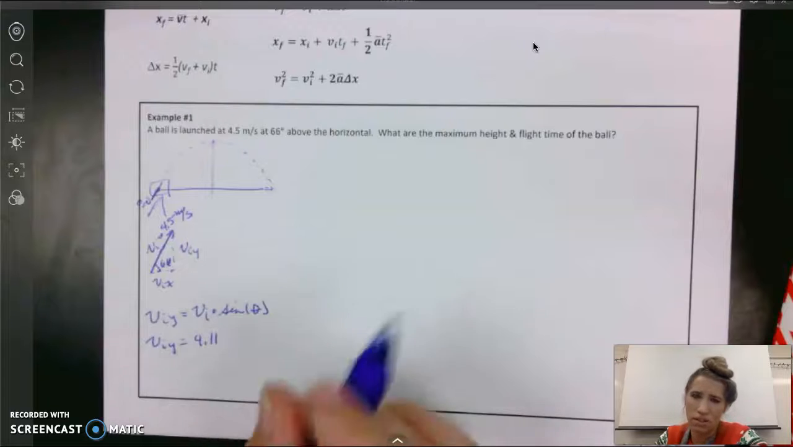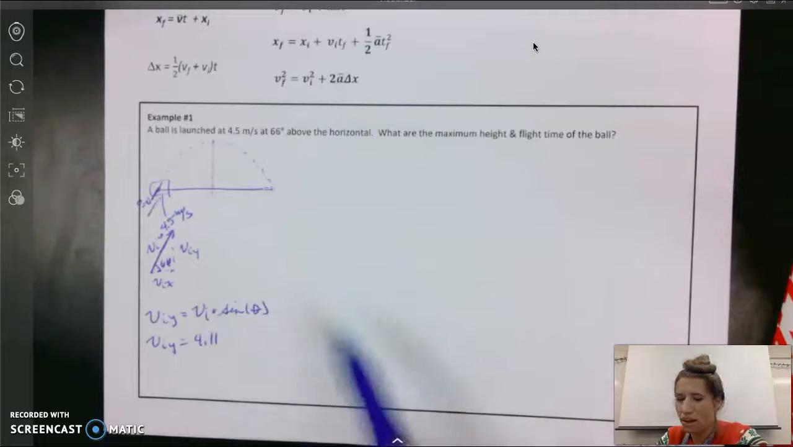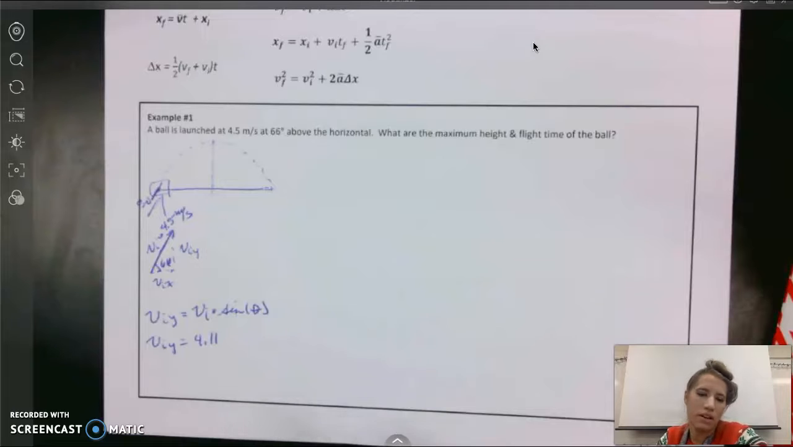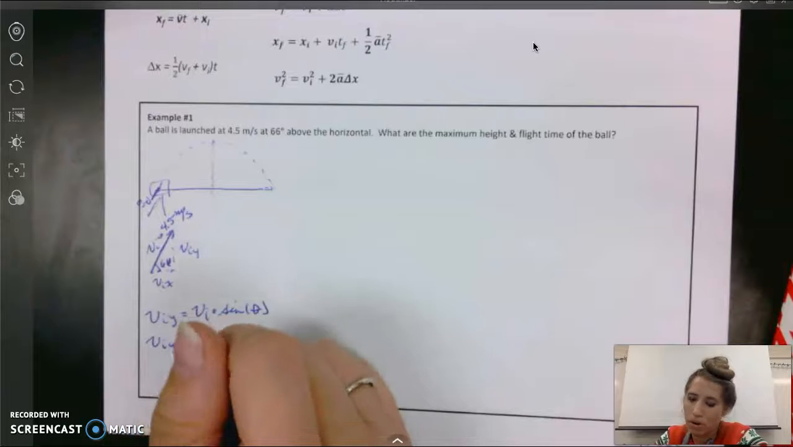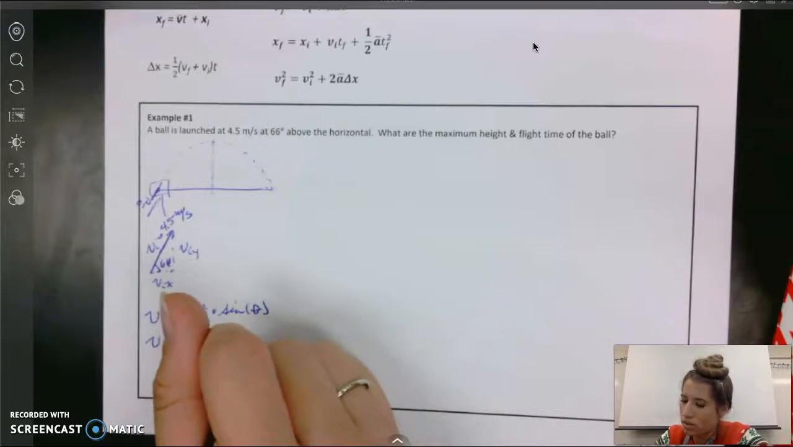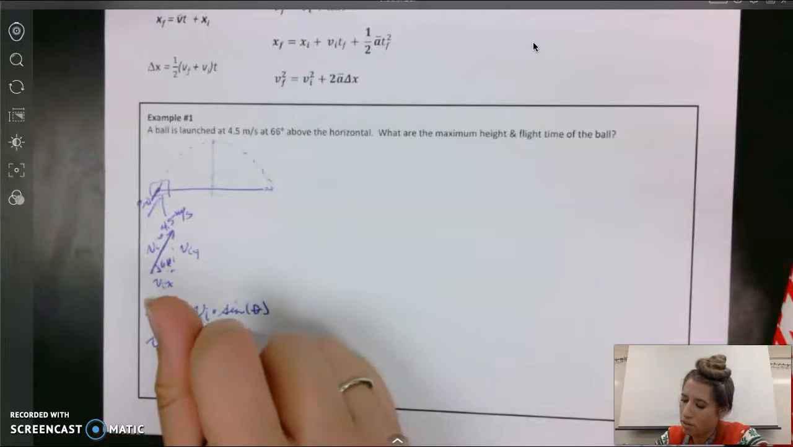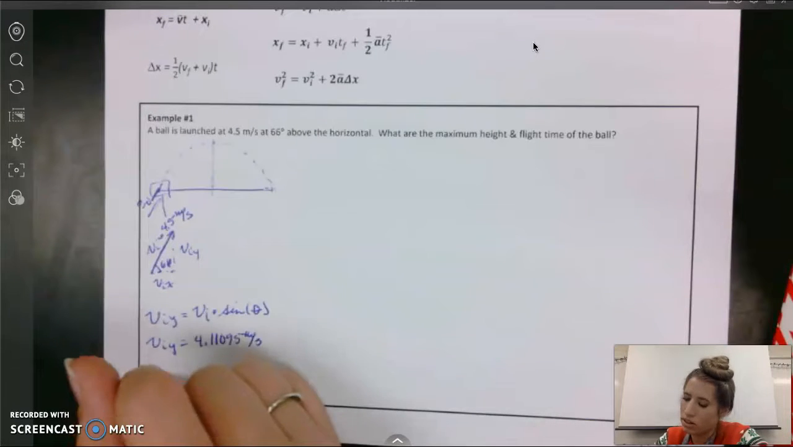Something I want to note here, and you'll see this a lot in the future: we're doing a lot of calculations, and we're going to wait till the very end to round for our significant figures, okay? So I have 4.11, and I'm going to just write out what my calculator is giving me, and that's going to be meters per second in the y direction.